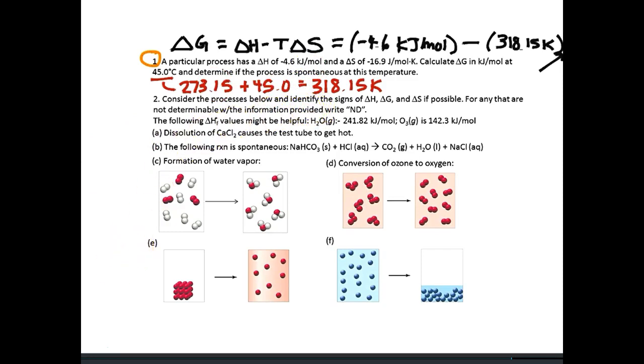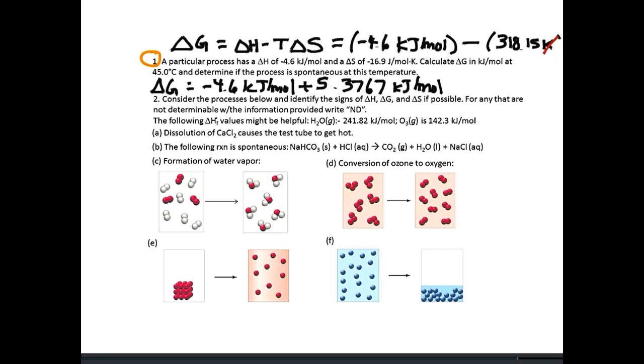Then delta S, we're going to plug in here next to temperature. But one thing you need to know is that delta H, you'll notice, is in kilojoules per mole. We're supposed to calculate delta G in kilojoules per mole. Delta S is in joules per mole Kelvin, so we need to convert that into kilojoules per mole Kelvin. So we're going to move the decimal over 3 to get a negative 0.0169 kilojoules per mole Kelvin. And the Kelvins cancel, and then you end up with two compatible units, kilojoules per mole.